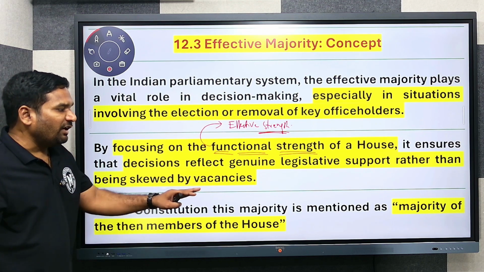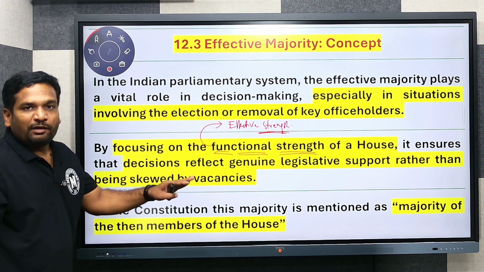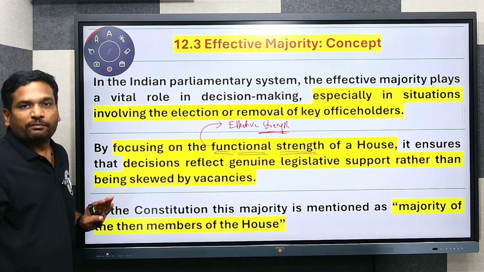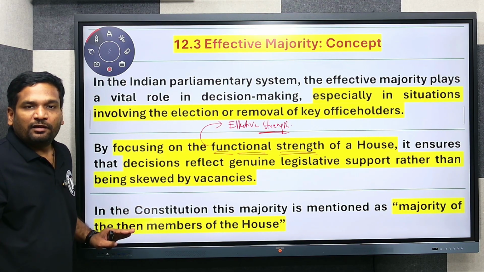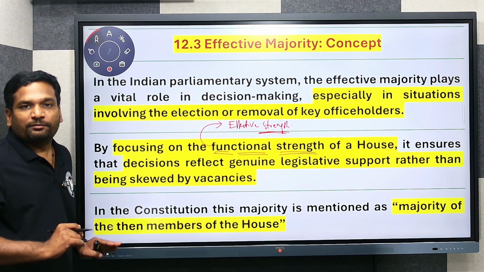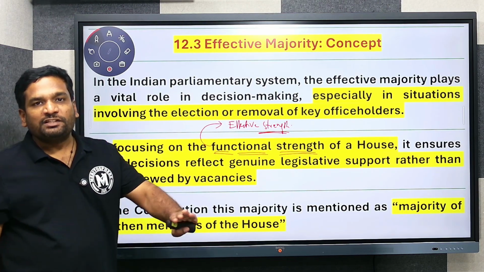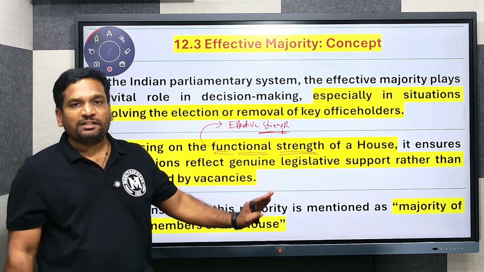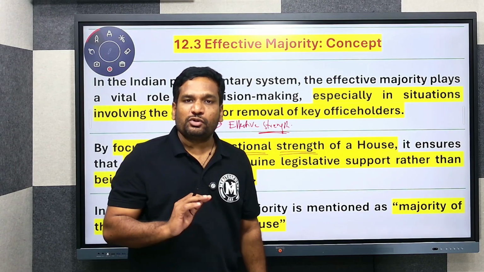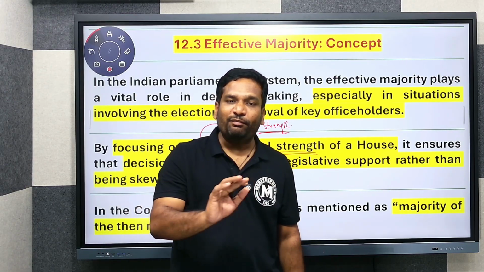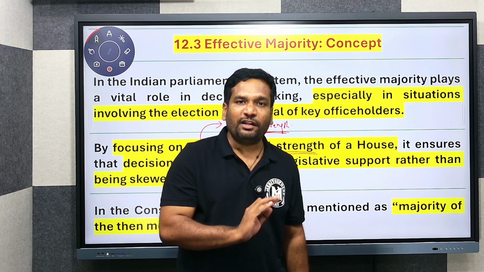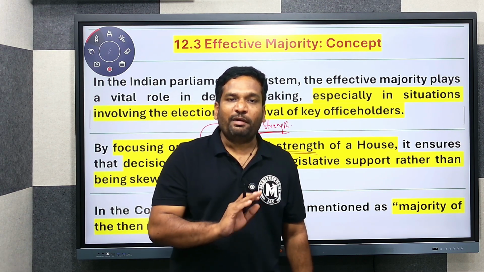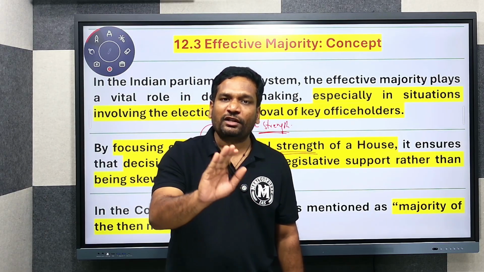In the constitution, this majority, that means effective majority, is mentioned as majority of the then members of the house. The phrase itself indicates that we have to remove vacancies from the total membership of the house. The terminologies simple majority, effective majority, absolute majority and special majority do not appear in the constitution. The constitution uses different phrases for different types of majorities. For simple majority, the phrase used was majority of the members present and voting.